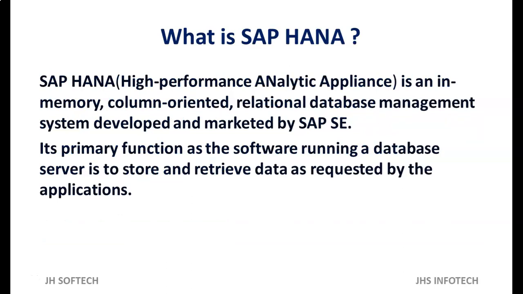What is SAP HANA? SAP HANA, which is also called High Performance Analytical Appliance, is an in-memory, column-oriented relational database management system developed and marketed by SAP SE. Its primary function as a software running a database server is to store and retrieve data as requested by the applications. Now here, if you observe, this is column-oriented, as I mentioned here. The data can be either column oriented or row oriented, so we have an option to select that.